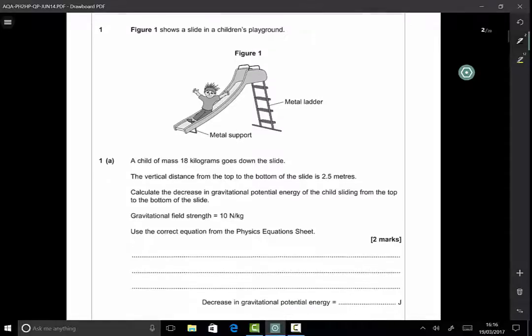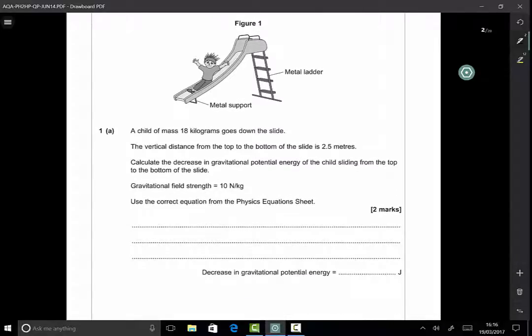So we're given a calculation question to start with. A child of mass 18 kilograms goes down the slide. The vertical distance from the top to the bottom of the slide is 2.5 meters. Calculate the decreasing gravitational potential energy for the child sliding from the top to the bottom if the gravitational field strength is 10 newtons per kilogram. So you've noticed that I've just circled those key values because we're going to need those in a minute.